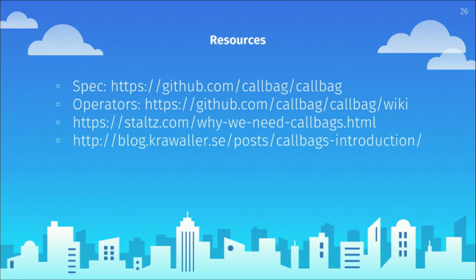The wiki on there has a listing of all the different operators. If you are translating something or needing something maybe, and you've looked at RxJS for something, or Xstream, or Most, or one of these other stream libraries, chances are you're going to find the operator, source, or sink that you need in that list. Somebody's already built it. But you can always build your own, which is fun. The premise for why you need callbags is written on Andre Staltz's blog, and there's also an introduction by Kraw Allar.